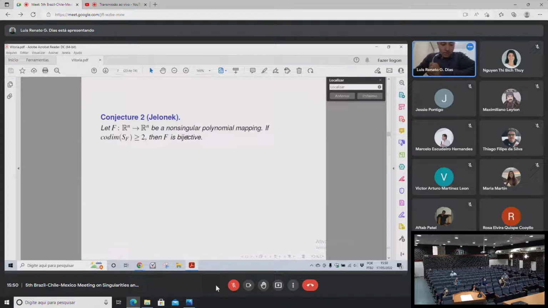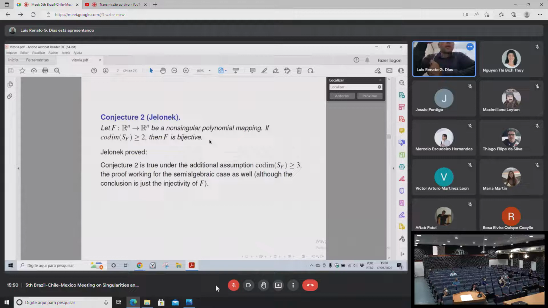This is an open problem, and we have some results related to this conjecture. For instance, Jelonek proved that the conjecture is true with the additional hypothesis that the codimension of the Jelonek set is greater than or equal to 3. We remark that the proof also works for the semi-algebraic case, but the conclusion is that F is an injective mapping.